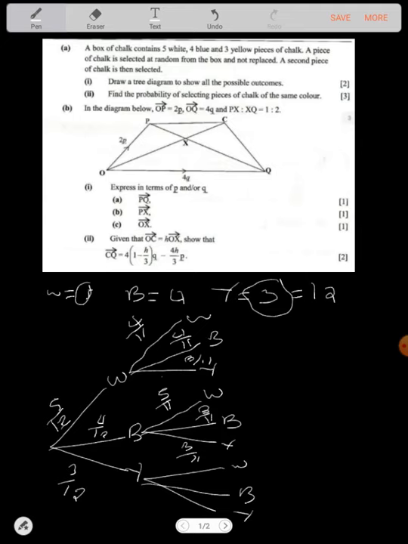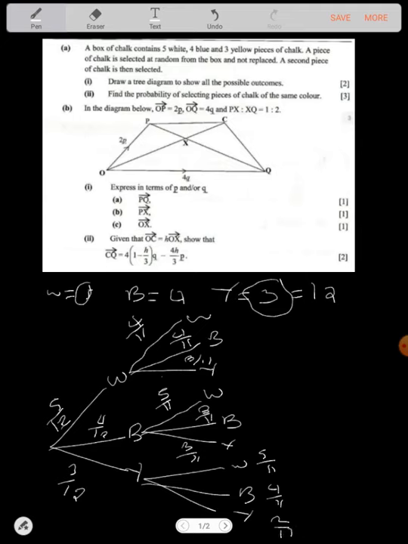Then if we have yellow here, and then we pick white, white will still remain the same, which is 5 over 11. But if you pick yellow and blue, blue still remains the same as in the first selection, which is 4 over 11. But if you pick yellow and yellow, yellow reduced by 1, so yellow will be 2 over 11.